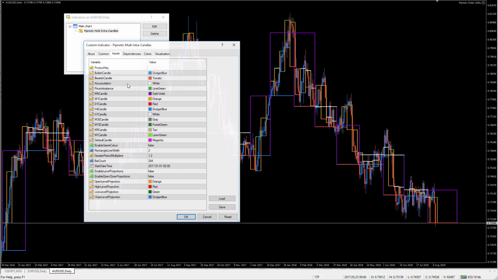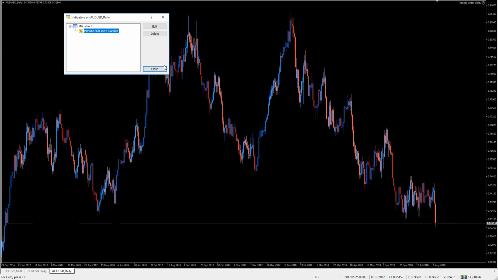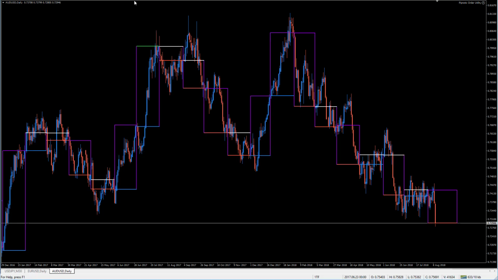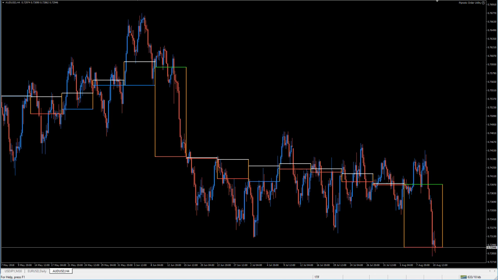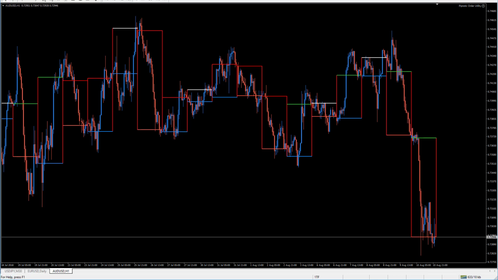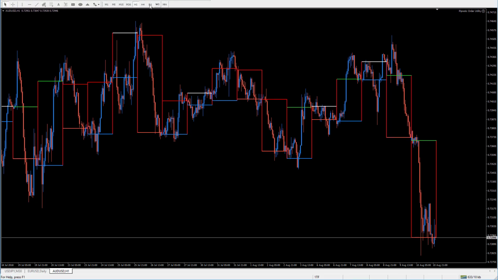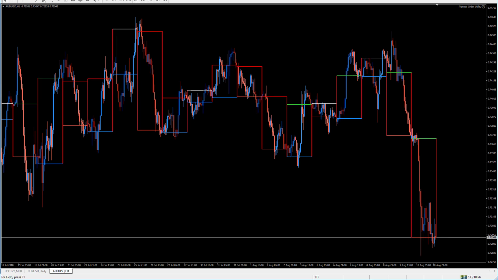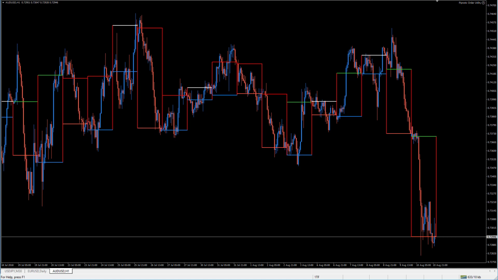Let's make it simple. Let's put 2 here, so we're looking at time frames 2 times greater than the one we're currently looking at. Okay, so we go like this. We go on the 1 hour chart, and we are looking at daily candles, because daily candles are 2 time frames greater than the hourly chart. Okay, let's move that back up.